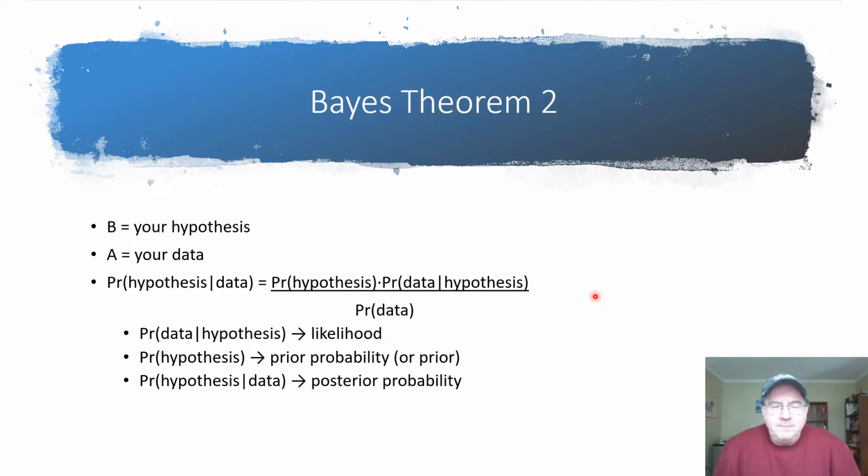Now, the other components of this equation we haven't talked about yet, but you need to become familiar with. The probability of the hypothesis itself is what is referred to as the prior probability, or simply as the prior. And then the probability that your hypothesis is true, given the data that you observe, is what is known as the posterior probability. And it's the posterior that we're really after. We have a hypothesis. We want to know what's the probability of that hypothesis being correct.